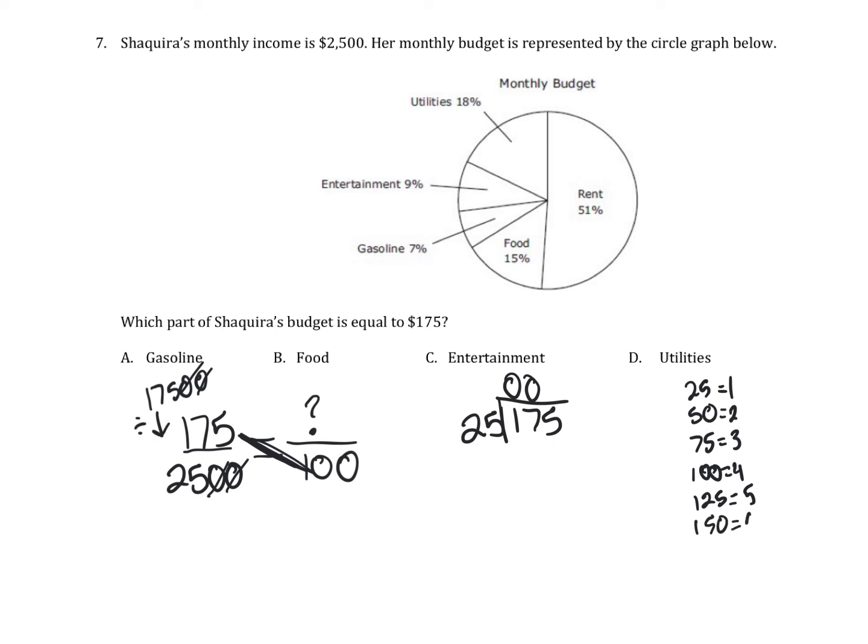150 is 6. So 175 would be 7. So it goes in 7 times. So that means our percent would be 7%. So when we look up here, we see that our 7% would be the gasoline. So gasoline would be your answer choice. That is answer choice A.